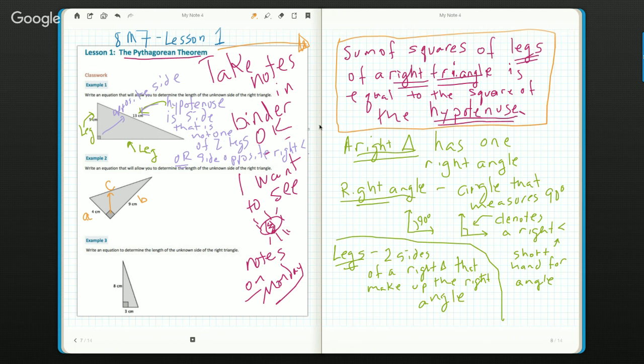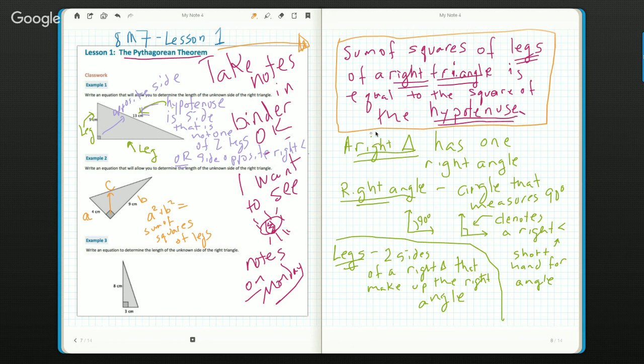So what the Pythagorean theorem says is that the sum of the squares, so the square of one leg and the square of another leg, so that is the sum of squares of legs.